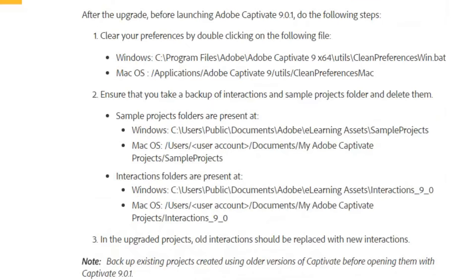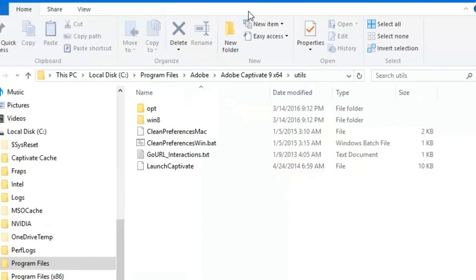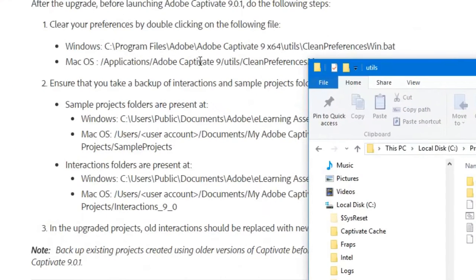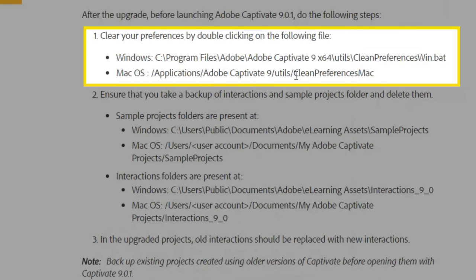Now, this file is located in a folder underneath Program Files, in the Adobe folder for Adobe Captivate 9. And it's a little folder called Utils, U-T-I-L-S. The location is a little bit different on the Mac. It's Applications, Adobe Captivate 9, Utils, and you're looking for a file called Clean Preferences Mac.